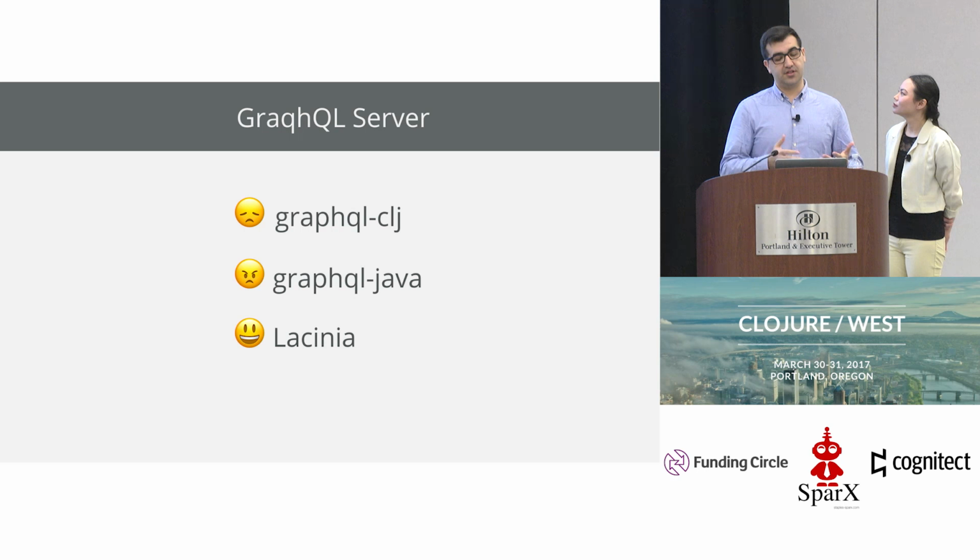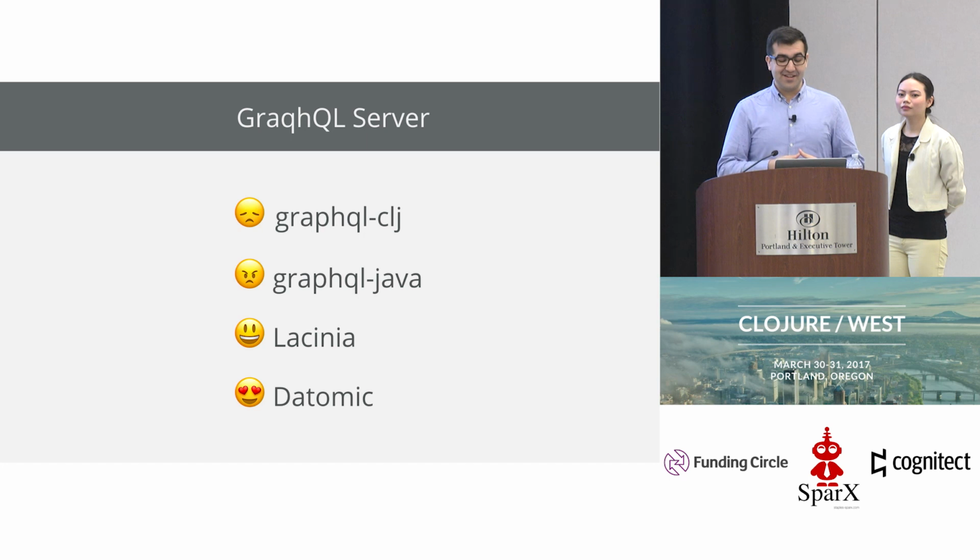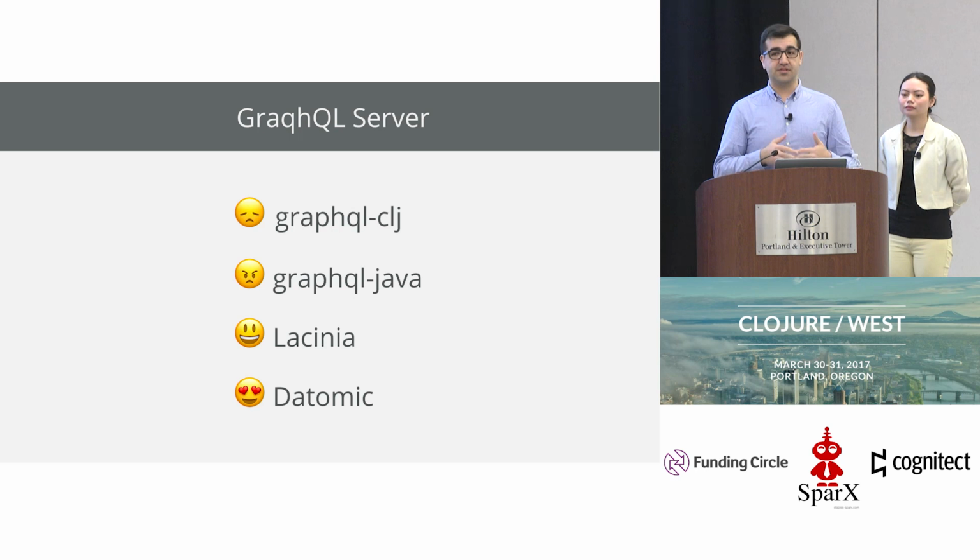This was also the first time we used Datomic with GraphQL, and it actually worked really well. In a GraphQL server, you ideally can do incremental data fetching and caching. And Datomic's Entity API makes incremental data fetching and caching really, really easy. In comparison, something like this with SQL is much more difficult to do.